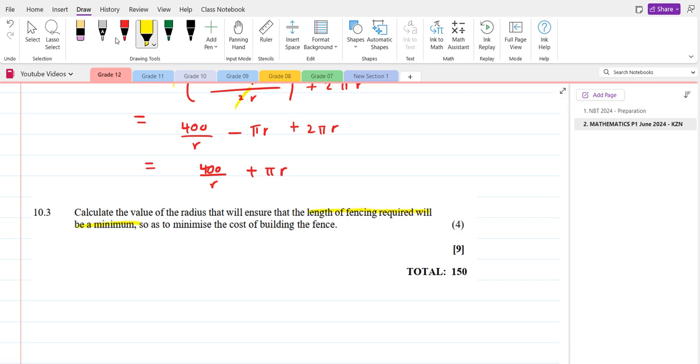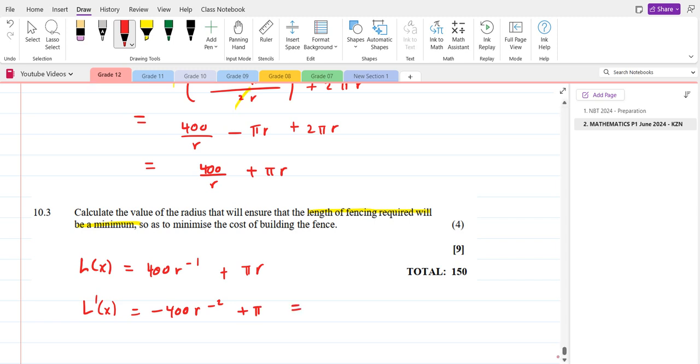So for minimum length, you're going to say L prime of r. So let's find L first. Remember, L is written like this, but we can't differentiate things like this. It must be in power form. So 400 over r is 400 r to the power minus 1, plus pi r. So L prime is negative 400 r to the power minus 2 plus pi, the derivative of this, and we need to set this equal to 0.